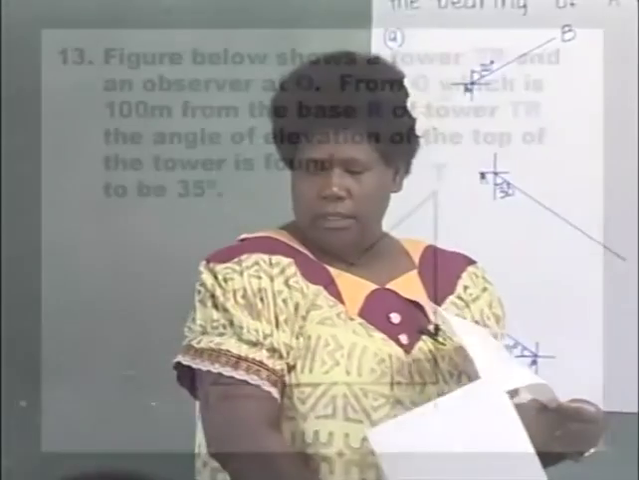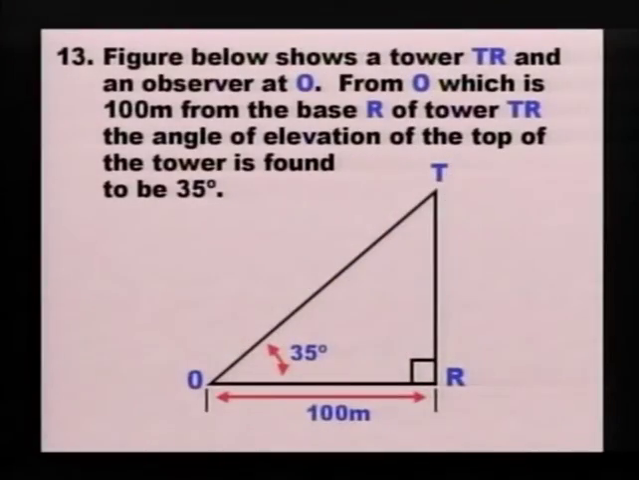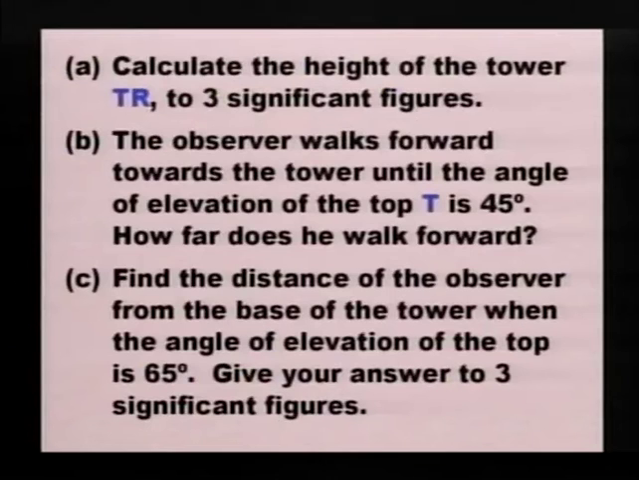All right, question 13. It says the figure below shows a tower TR and an observer at O, which is 100 meters from the base R of tower TR. The angle of elevation of the top of the tower is found to be 35 degrees. First thing, you have to calculate the height of the tower to 3 significant figures. Any answers? Daniel? 70.0 meters.